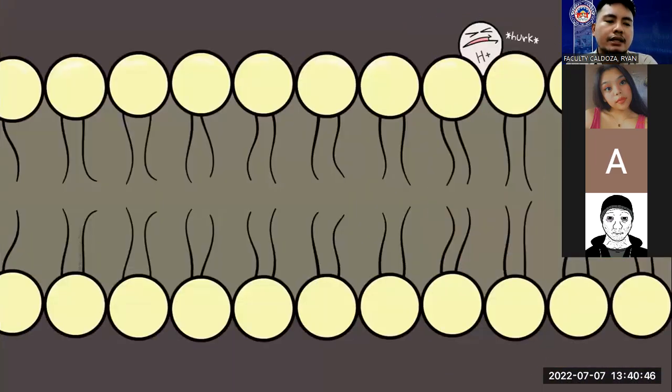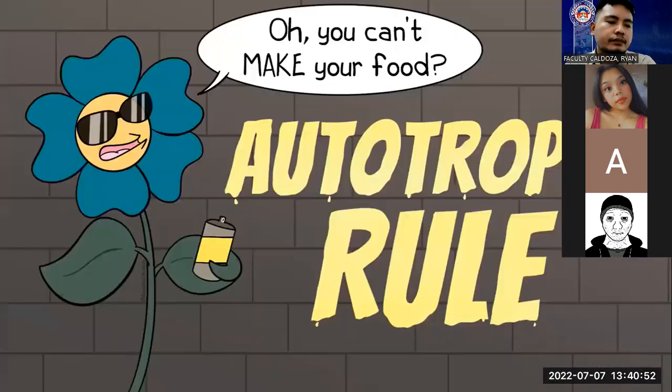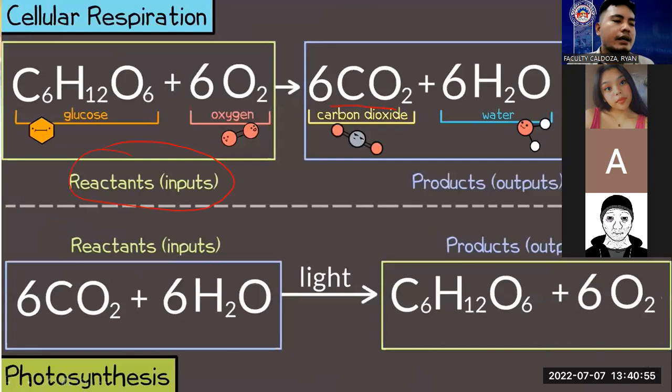Kaya kung babalikan natin, yung formula for cellular respiration is this one. Out of glucose with the help of oxygen, we are able to produce carbon dioxide. Kasi sabi natin, sa preparatory reaction pa lang, yung citric acid cycle, nagre-release na siya ng carbon dioxide. Bakit? Kasi in that process, the carbon is being oxidized. Nagre-release siya ng carbon dioxide.